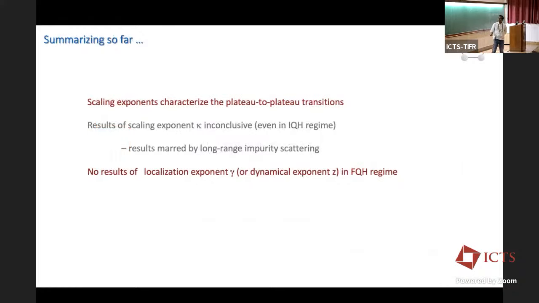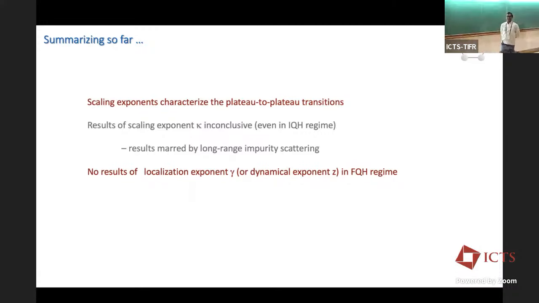So to summarize so far, scaling exponents characterize the plateau to plateau transitions. Results of the scaling exponent kappa are inconclusive, even in the integer quantum Hall regime. And we know this is because the results are marred by long-range impurity scattering, which is very difficult to screen off in gallium arsenide devices.